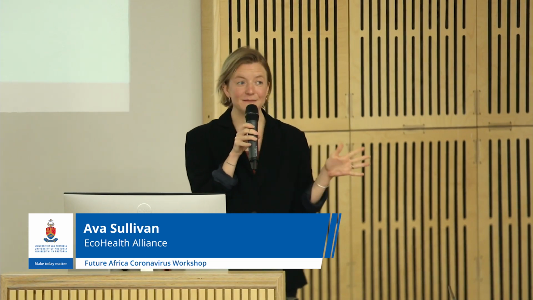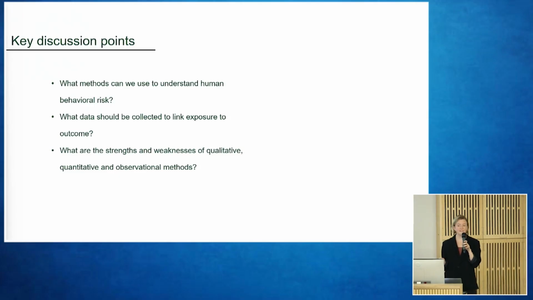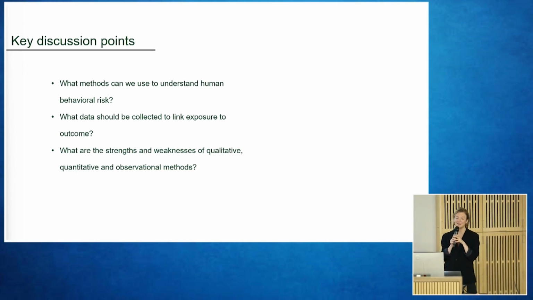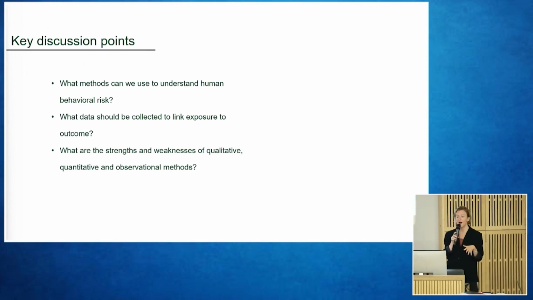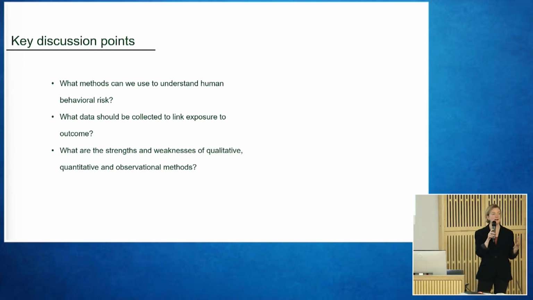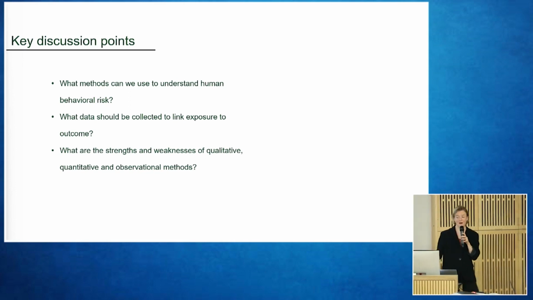I'm going to be speaking to methods for behavioral risk investigation, and I'm going to be growing the conversation from where I left off yesterday. So what I'm going to speak to are what methods we can use to understand human behavioral risk for emerging infectious diseases, what data should be collected to link exposure to outcome, and what the strengths and weaknesses of, or opportunities, I should say, for the qualitative, quantitative, and observational methods that I describe.